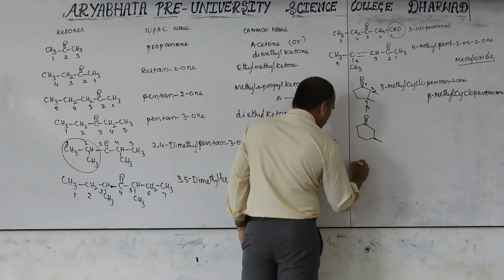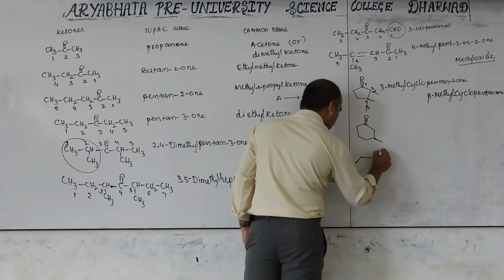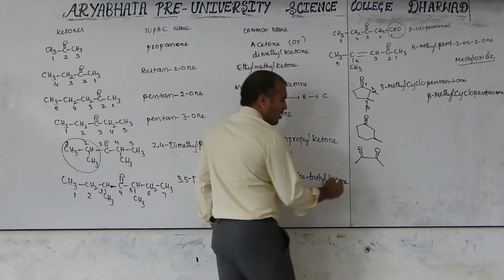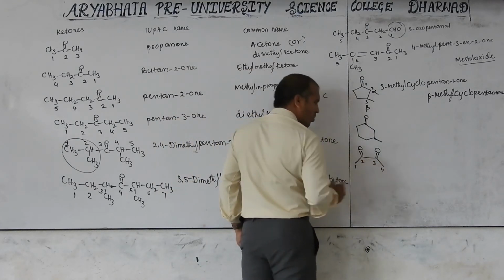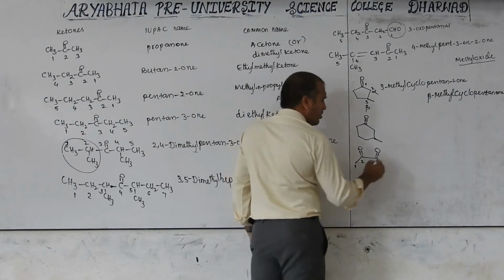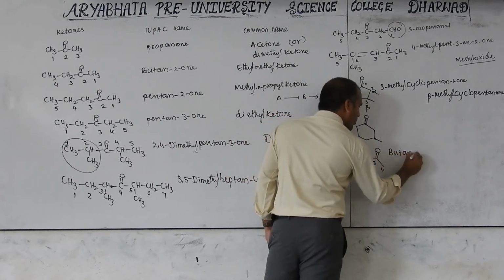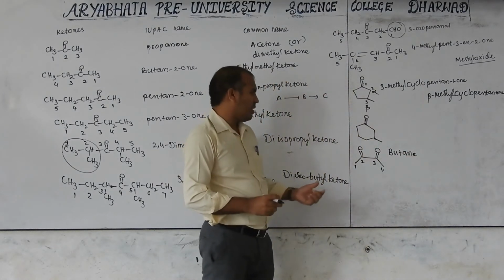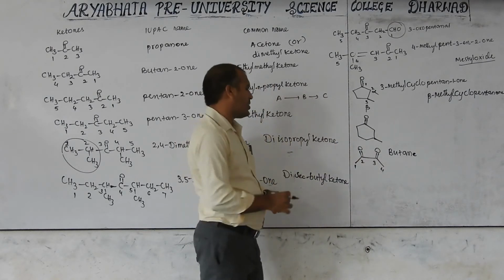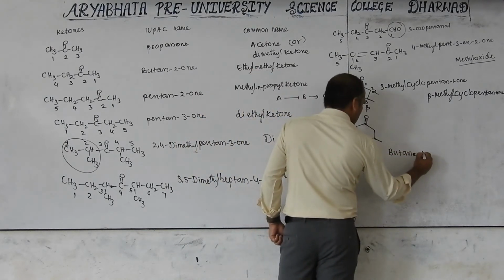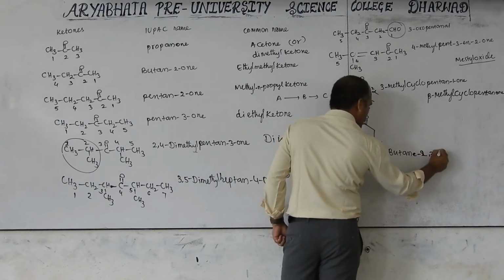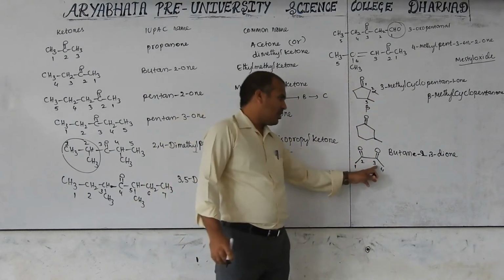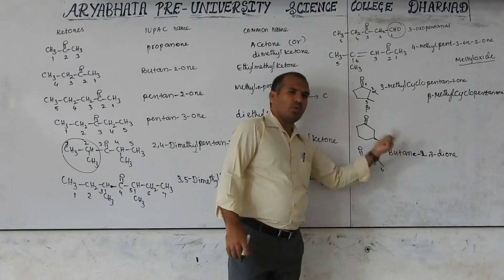Next. Like this may be given. Then what is the name of this compound? 1, 2, 3, 4. Second and third position we have the ketone. Then it is called butane. We can write E here because more than one same functional group is present. Second position, third position, di-one. Butane-2,3-dione, ketone group is there, di-one.